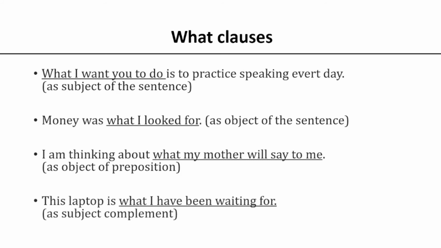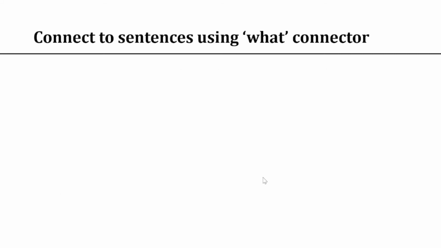And the fourth, this laptop is what I've been waiting for. So here we have a subject complement, what I have been waiting for. So this completes the subject. This laptop is what I've been waiting for. All right. Now let's look at connecting sentences using the what connector.